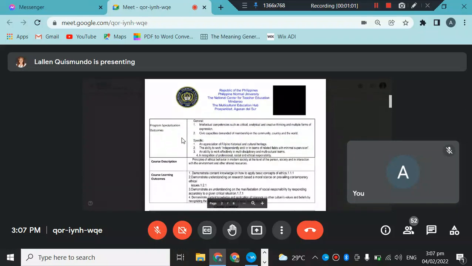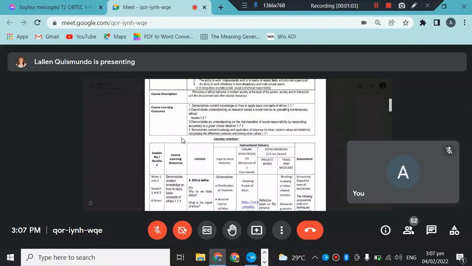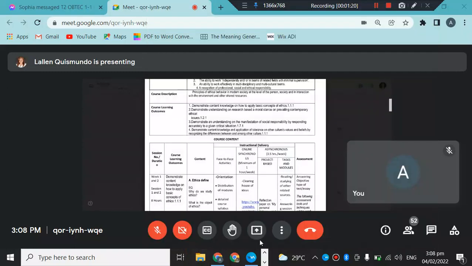So we have here the course description. Principles of ethical behavior in modern society at the level of the person, society, and in interaction with the environment and other shared resources. So this is all about ethical behavior in modern society at the level of the person. So at the level of each and every one of us, okay?